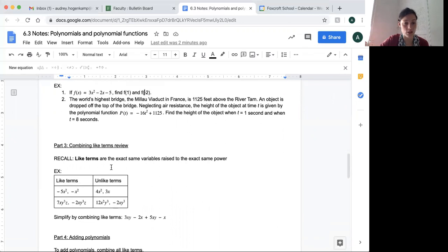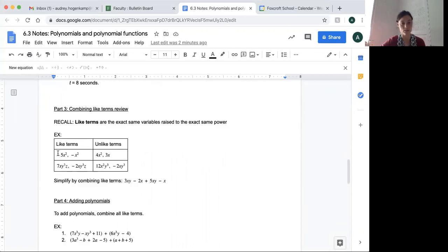Part 3, combining like terms. All you have to remember for this is that like terms are the exact same variables raised to the exact same power. So, for instance, like terms: negative 5x squared and negative 1x squared. Unlike terms: 4x squared and 3x, because again, we have an x squared and an x. So our variables need to be the same variable to the same power. Example, like terms: 7xy cubed z and negative 2xy cubed z. Unlike terms: 12x squared y cubed and negative 2xy cubed. These are different because we have x squared y cubed and then xy cubed. Over here, they're the same. We have xy cubed z, xy cubed z.